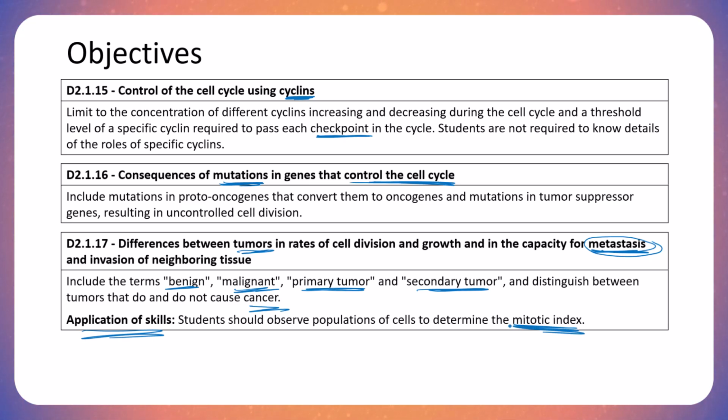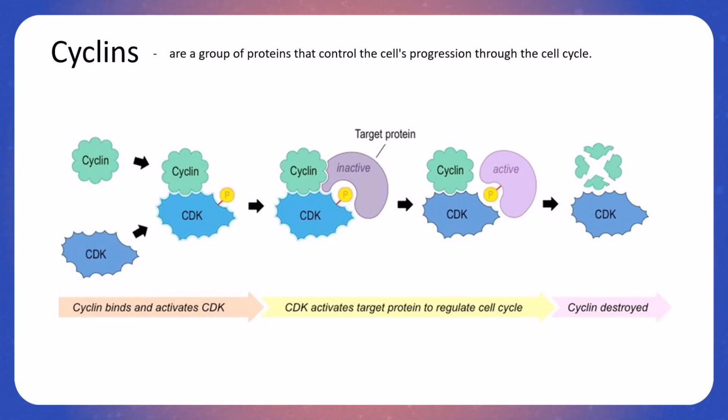And there is an application of skills in which students should observe populations of cells to determine mitotic index. So through this video we're going to highlight cyclins, we're going to talk about checkpoints, we're going to talk about mutations and the consequences of those and how they regulate the cell cycle. We're going to talk about all things tumors and cancer. So we're going to start this video by talking about what cyclins are.